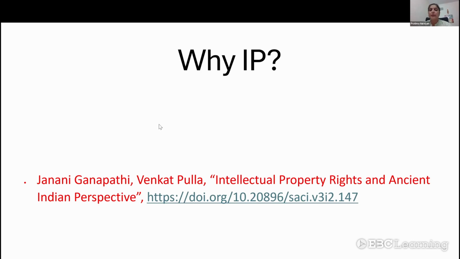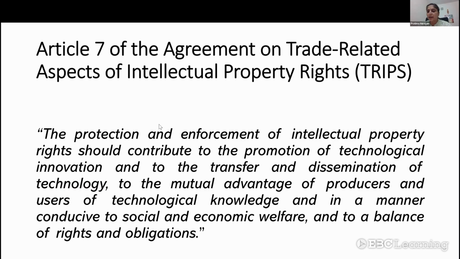Now this is important because what we saw in that particular article, we are seeing resonate in the TRIPS agreement. This is something that I found very fascinating. If you look at Article 7 of the TRIPS agreement, what does it say? The protection and enforcement of IP rights should contribute to the promotion of technological innovation and to the transfer and dissemination of technology to the mutual advantage of producers and users of technological knowledge. They are not saying that it should benefit only the producer. They are saying it should be to the mutual advantage of producers and users of the technological knowledge, and in a manner conducive to social and economic welfare and to a balance of rights and obligations.